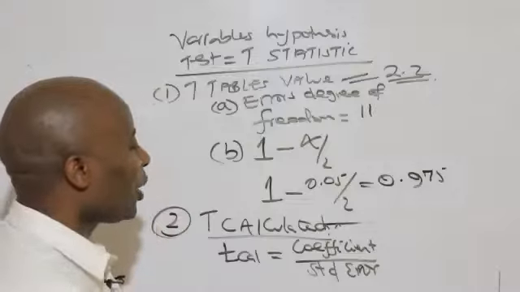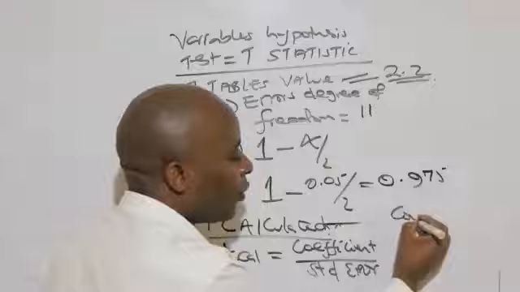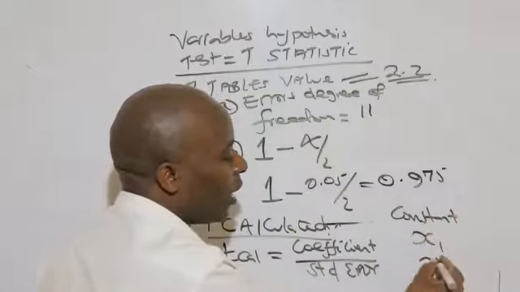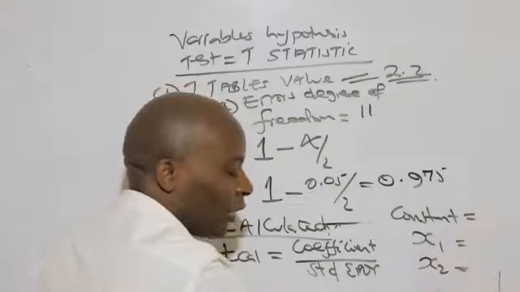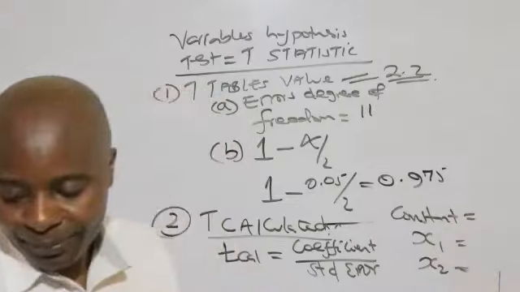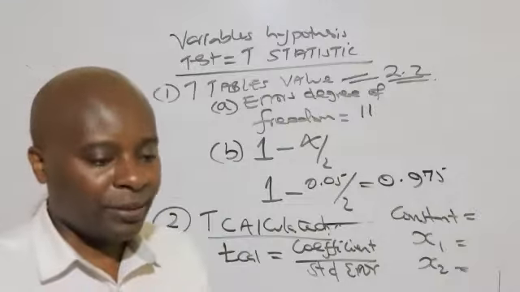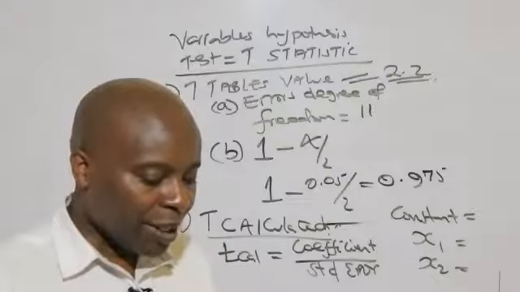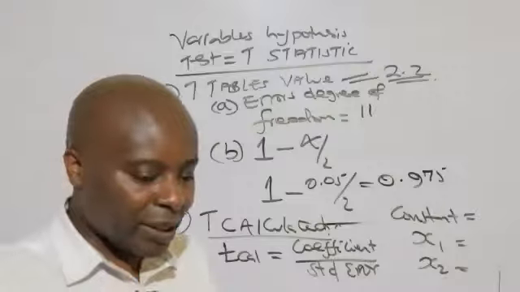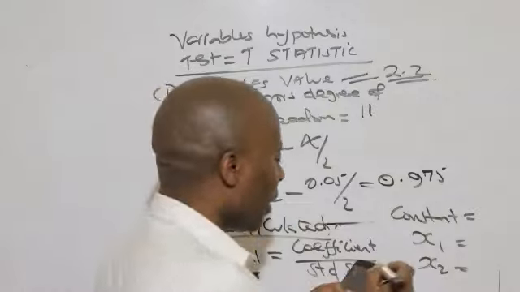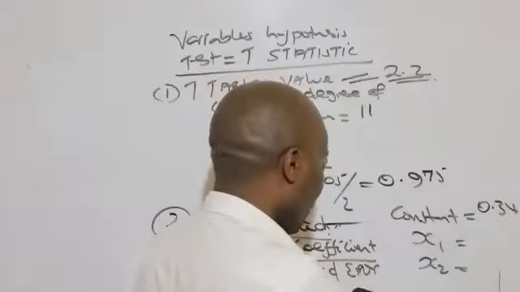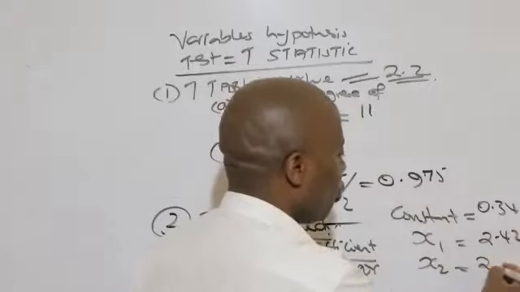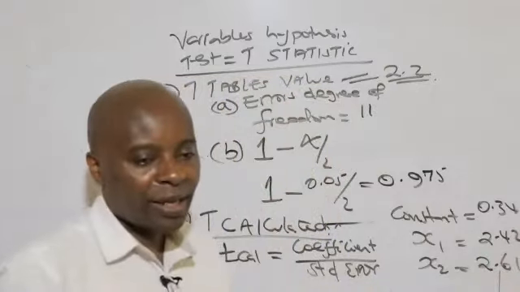Fortunately for us, ladies and gentlemen, we have all these T values being given to us. We have the constant, we have the T ratio for x1, and we have the T ratio for x2. We have all of them. We won't calculate them, ladies and gentlemen. We already have them. If you look at the parameter estimates table, the constant is 0.34. We have here 2.42, and then lastly we have 2.61.